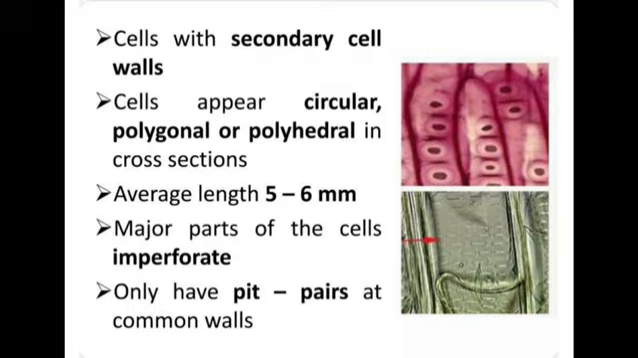Cells with secondary cell walls. Cells appear circular, polygonal or polyhedral in cross section. Average length 5 to 6 mm. Major parts of the cells are imperforate, only having pit pairs at common walls.